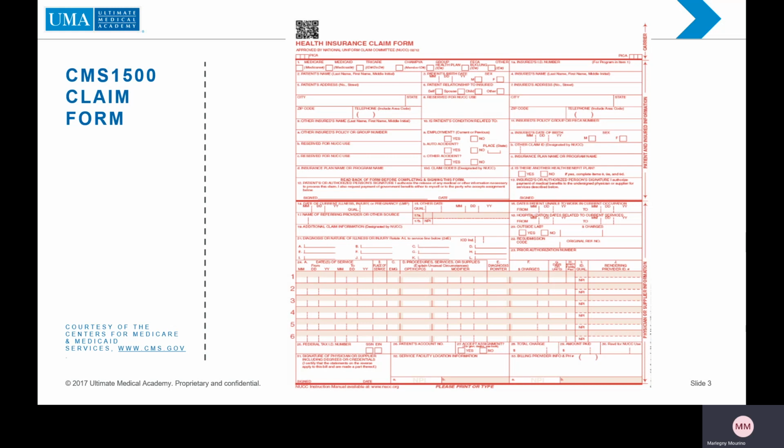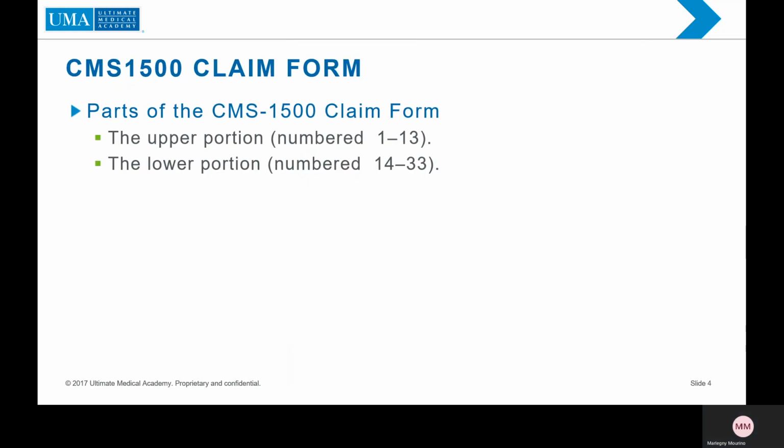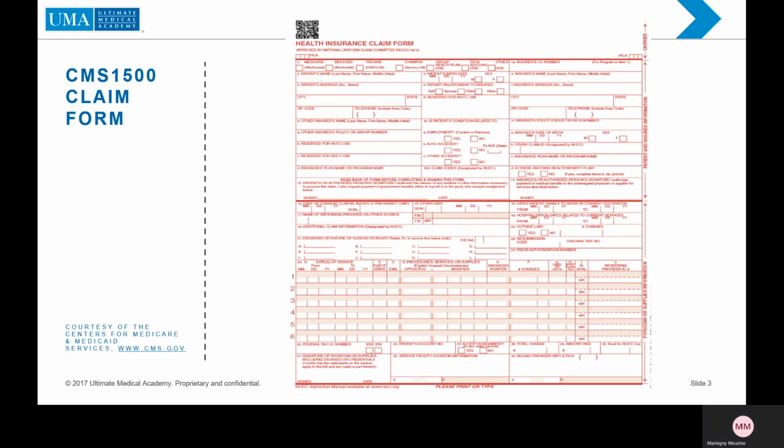So right here on your screen, you're seeing a claim form, and I know you probably are not able to read every one of the boxes or form locators, which is what they're called. So let's break it apart into chunks. But before we do that, let's talk about the CMS 1500 and the different form locators. So each number, field, or item on the claim is called a form locator.